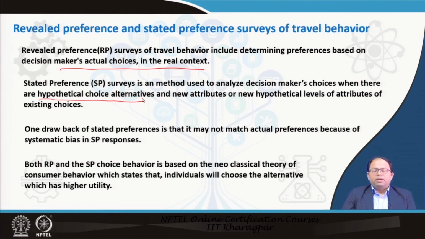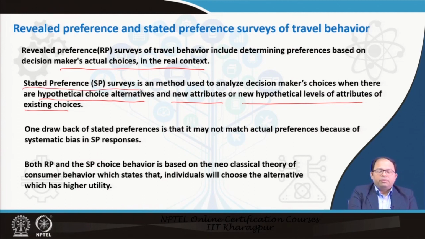If I give them an option like, okay, the same bus service, but if we improve the frequency of the bus service so that everybody gets a seat, if we improve the quality of the bus, will he use the bus or not? So new attributes or new hypothetical levels of attributes of existing choices could also be considered when we ask people about their preferences, and this is because people are stating what they would do in a hypothetical situation. That's why it is called a stated preference survey.